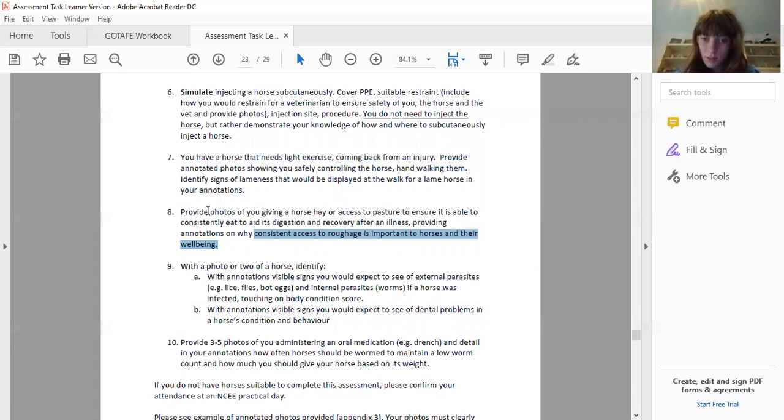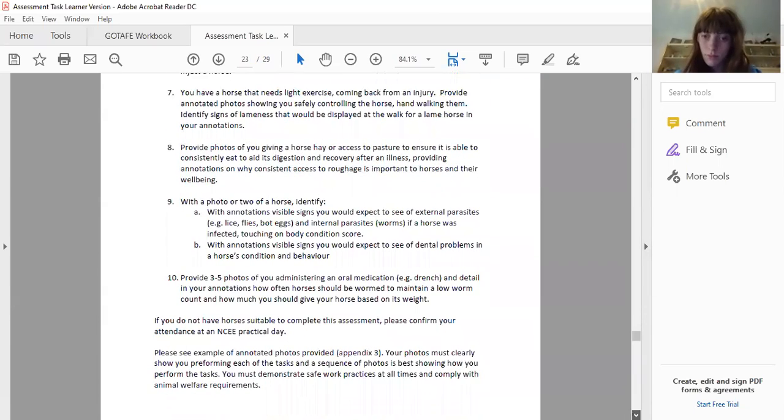So really just needs to be a couple of photos of you, either taking a horse out into the paddock and giving it access to grass and closing the gate over, or throwing hay over the fence or popping hay in a feeder, and then documenting the importance of them having access to that food.